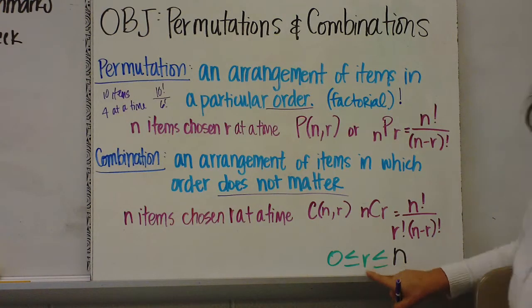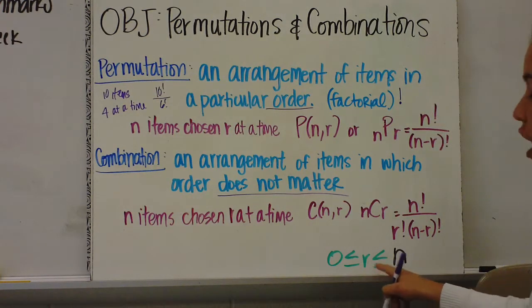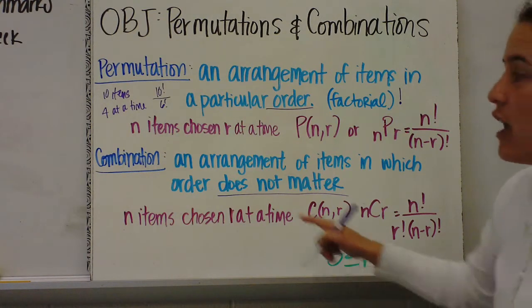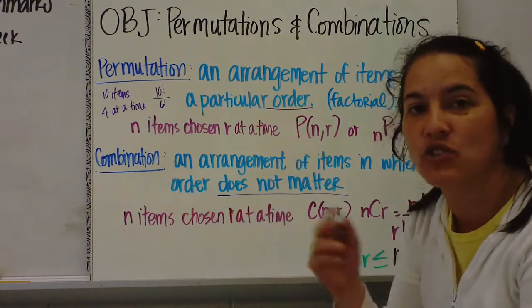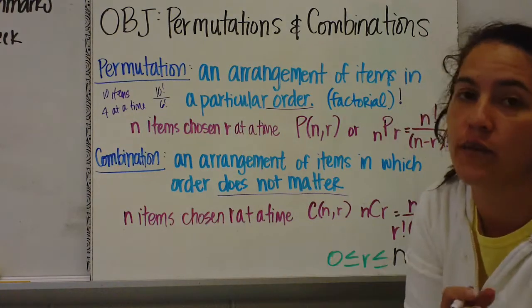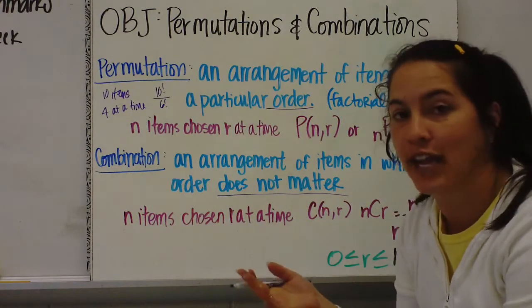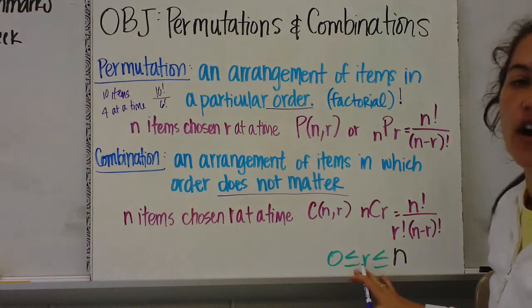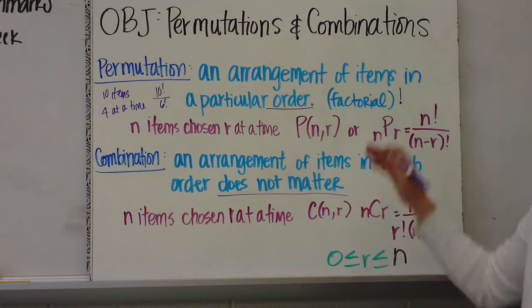And then a little reminder, if you copied your notes before, this was wrong. r has to be between 0 and the number of items. If you have 10 items, then the number you're choosing, you can either choose 0 or you can choose all 10. You can't choose 11 items if you only have 10. So r has to be between 0 and the number of items.